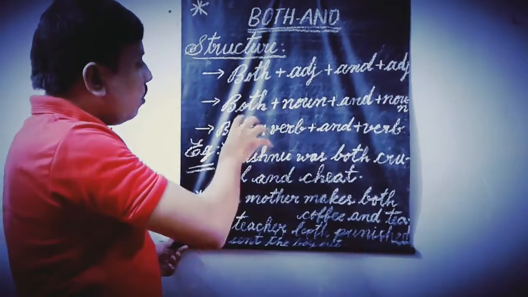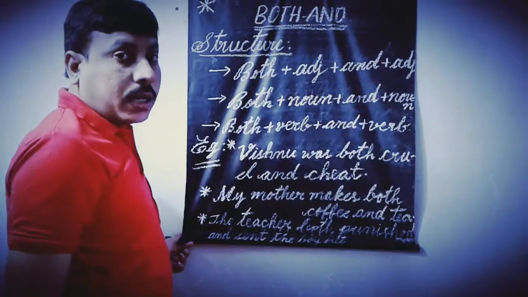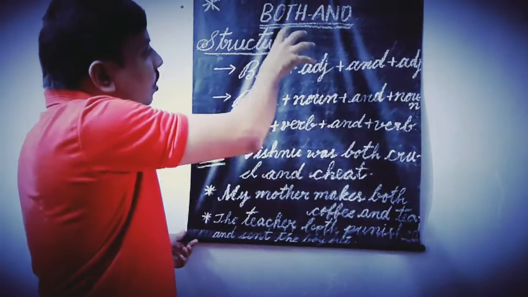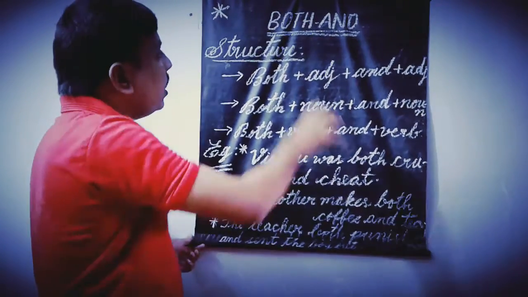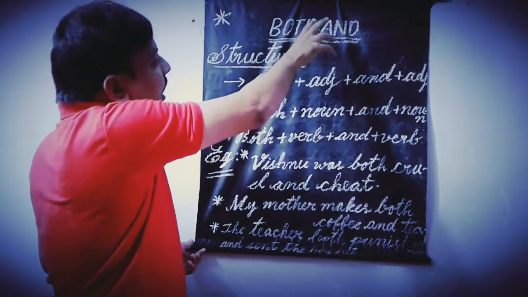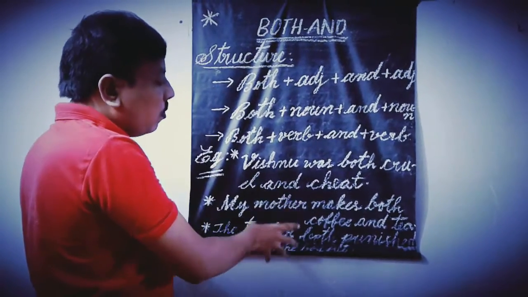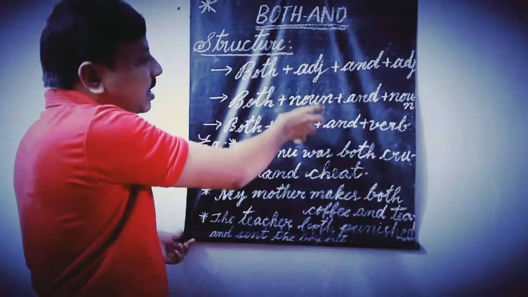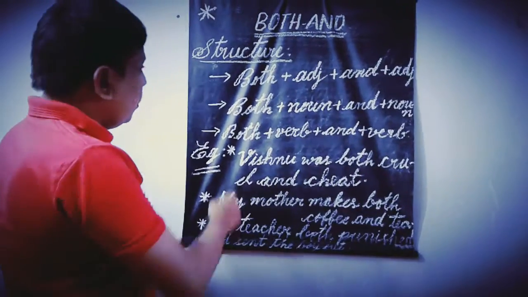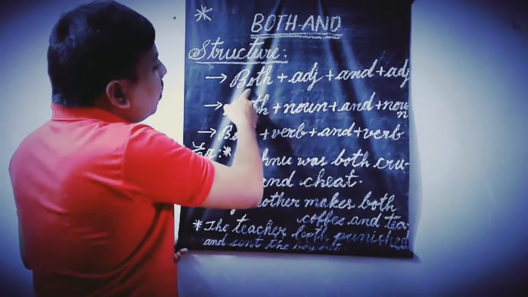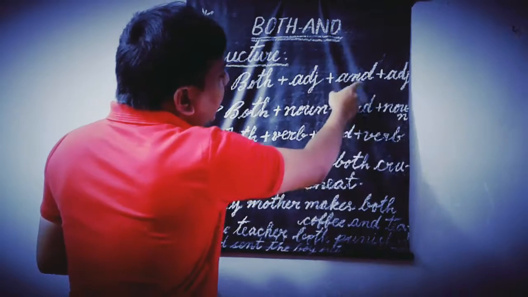Generally, we have learnt regarding not only but also. That is also the correlative conjunction. In such a way, we can use both and in the sentences in order to join two events into one by following these three structures. For example, if you take the first one, both plus adjective plus and plus adjective.